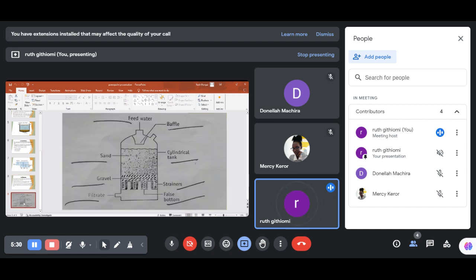This is a diagram to illustrate how a pressure sand filter looks. You can see where the water is fed, that is, you can see the feed water. It percolates through this sand of differing particle sizes, and as it percolates, all the insoluble and dissolved matter that is undesirable in water is removed, and clear water is collected from the bottom of this filter.